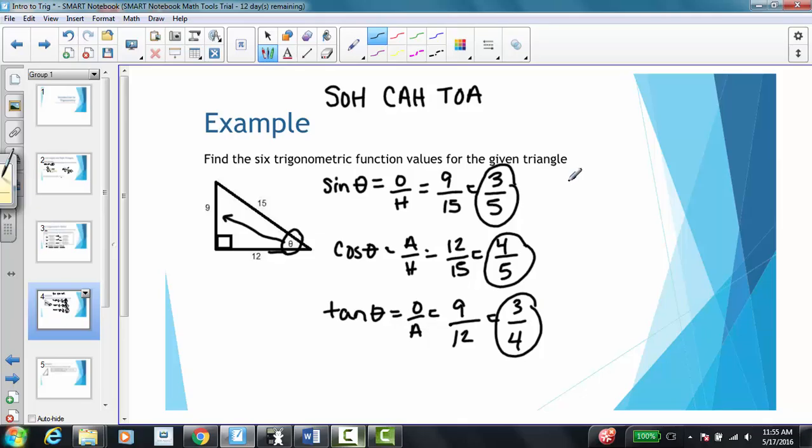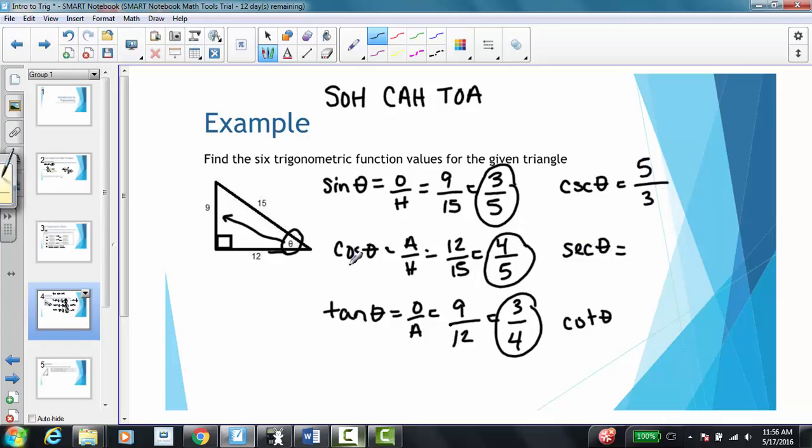So now I need to find cosecant theta, secant theta, and cotan theta. As we said, cosecant theta is the reciprocal of sine. Since I've already reduced it right here, I can just take where I've already reduced it to and flip it. So I get 5/3.